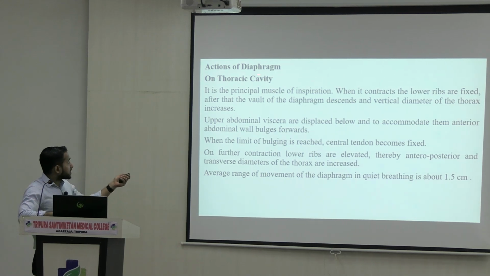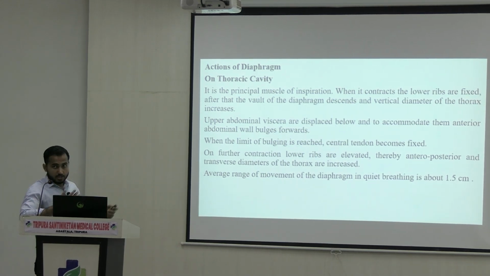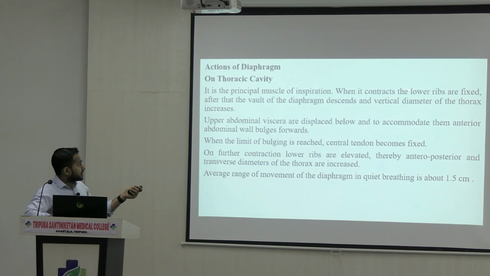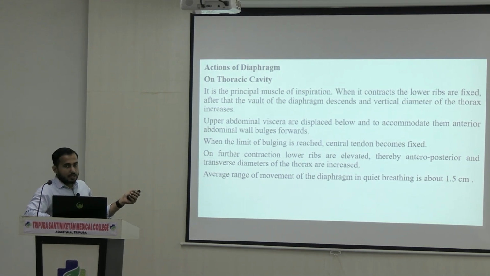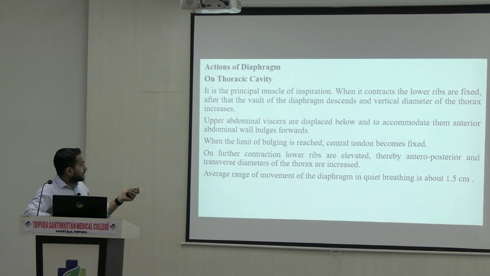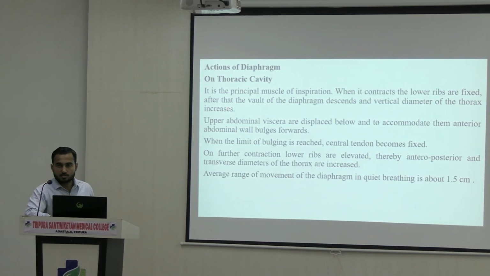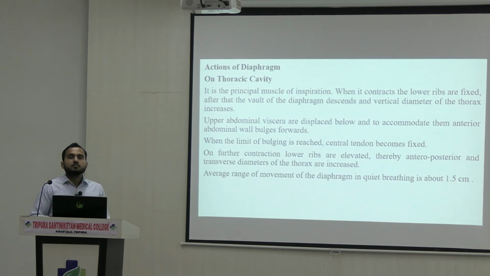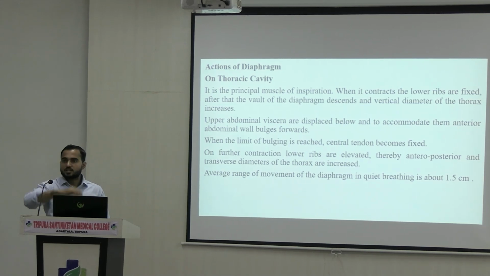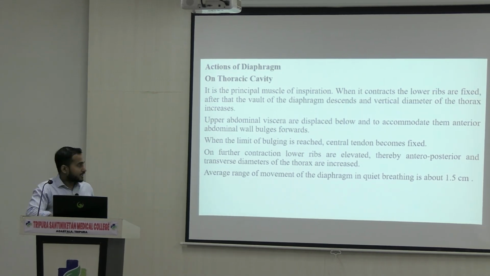Now, if you see the actions of the diaphragm in the thoracic cavity, when it contracts, the lower ribs will get fixed. After that, the vault of the diaphragm descends, and as a result, the vertical diameter of the thorax will increase. So, whenever the diaphragm is contracting for breathing, the vertical diameter of the thorax increases first.